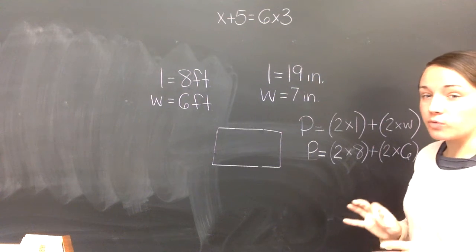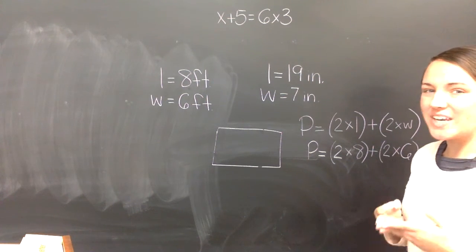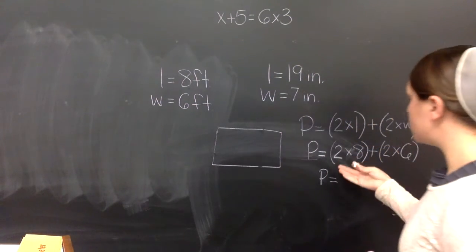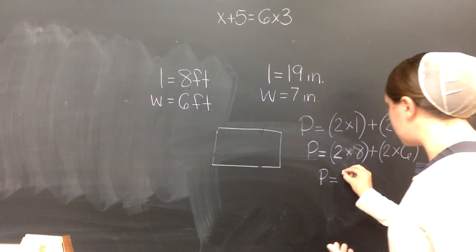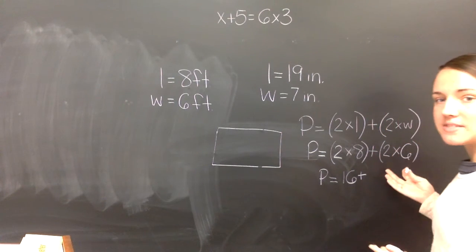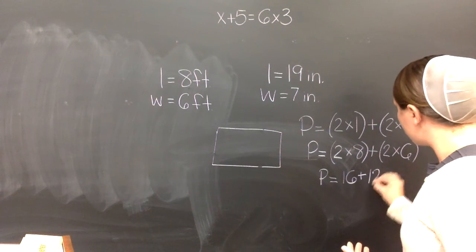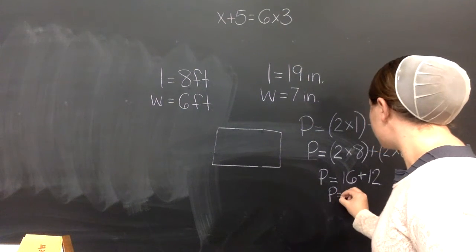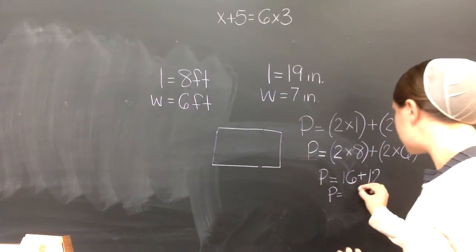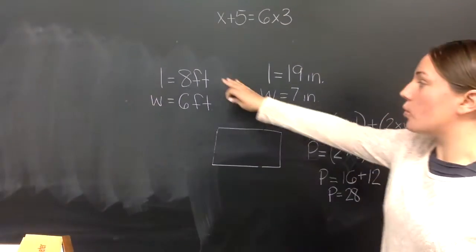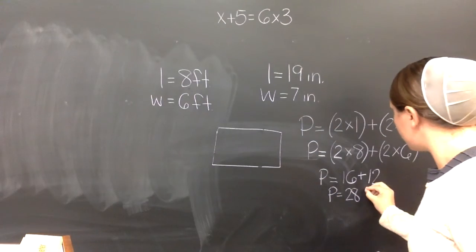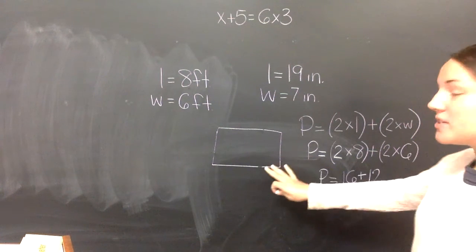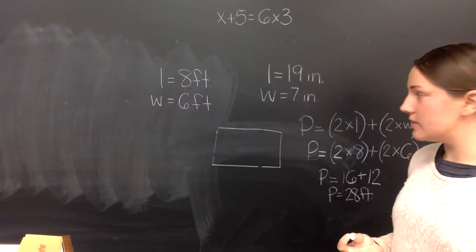Now, when we're using our formula, if we have parentheses, we need to work that first. So we have P equals, what is 2 times 8? 16. And then what is 2 times 6? What does that equal? 12. So now we worked in our parentheses, and now we need to add them together. P equals 28. 16 plus 12 is 28. And we're measuring feet. Make sure you remember to write down your unit. So the perimeter of our rectangle is 28 feet.